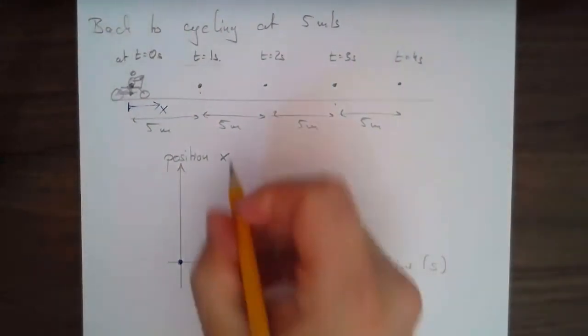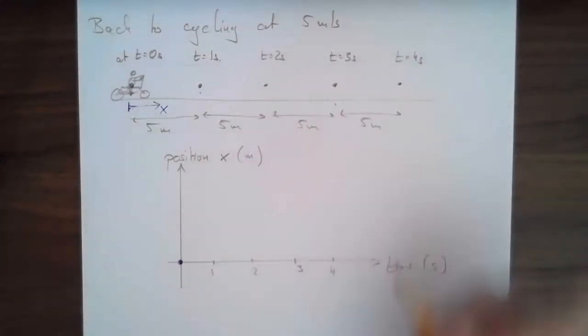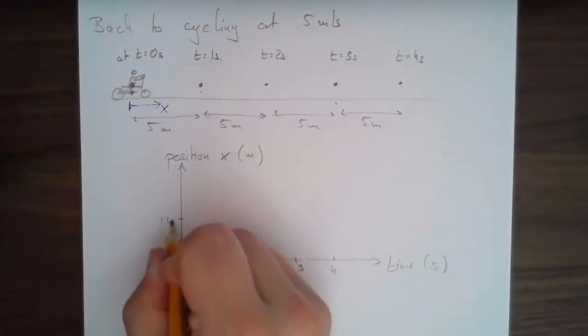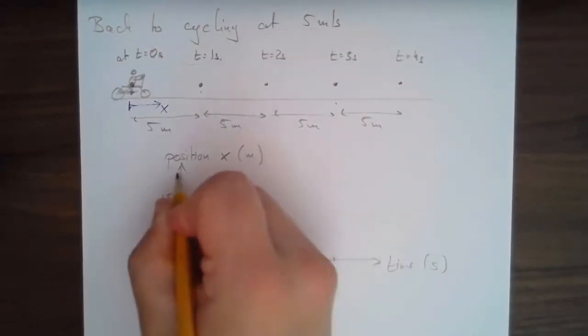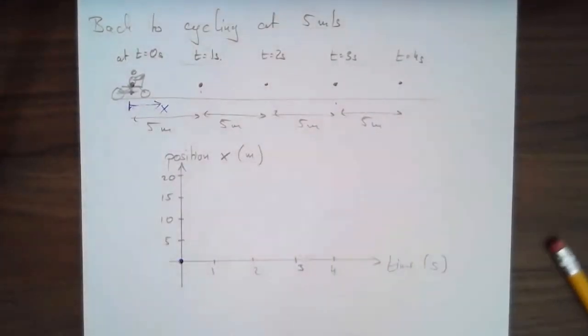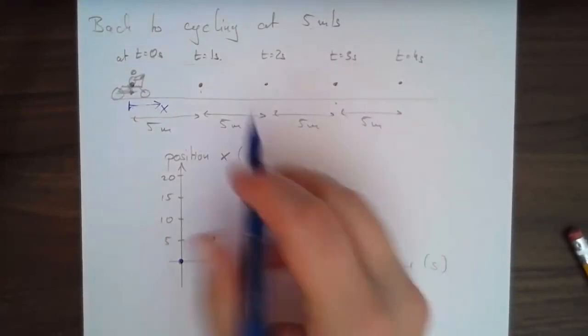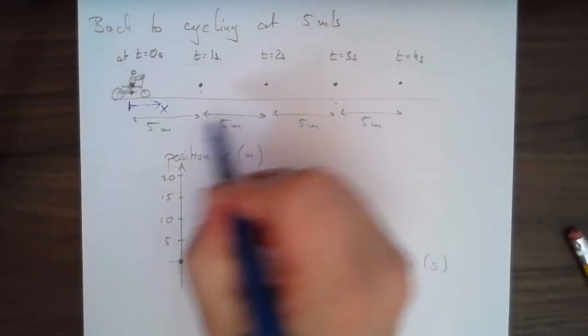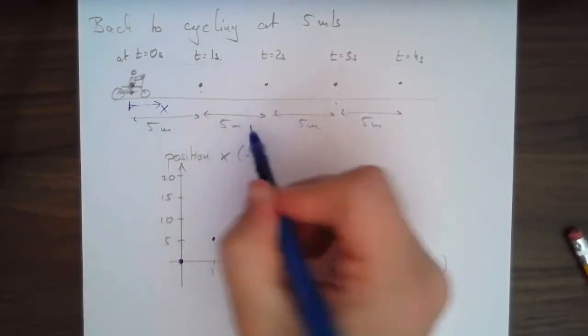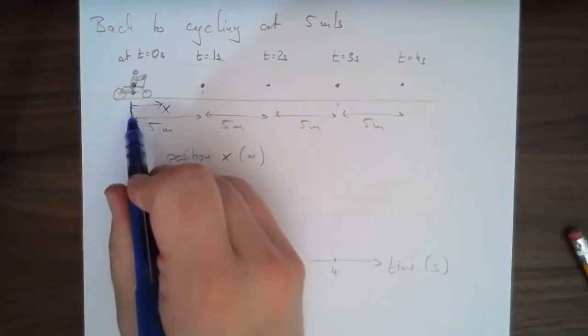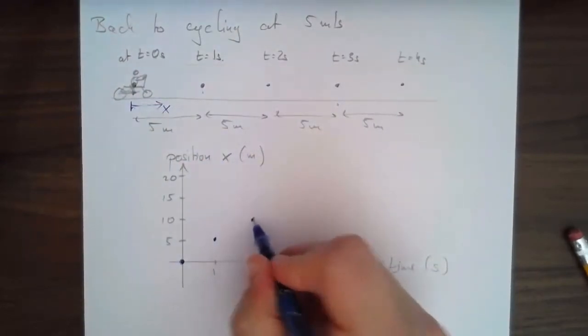I'm at 5 meters, so maybe I should put this here. This is going to be in meters. It's going to be 5, 10, 15, 20. So at time equals 1, I'm at 5 meters. At time equals 2 seconds, I'm at 10 meters. So not 5, not another 5, but I'm at position 10. Right, I'm 10 meters from the origin.